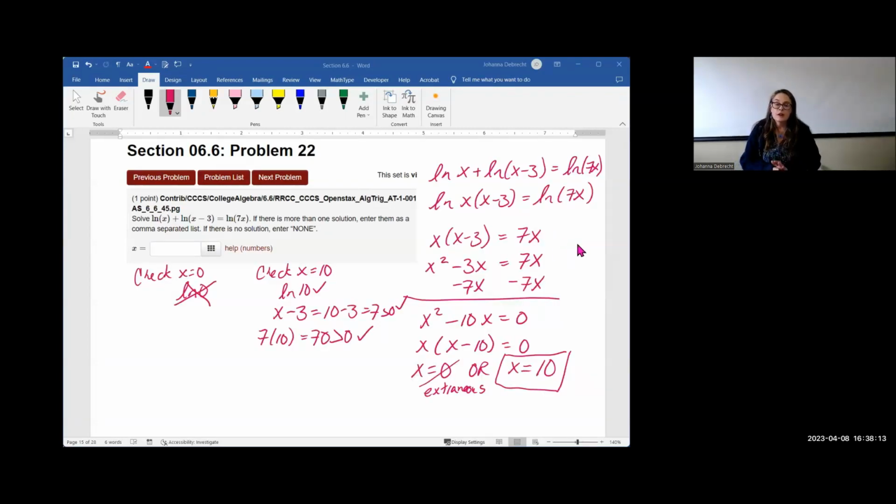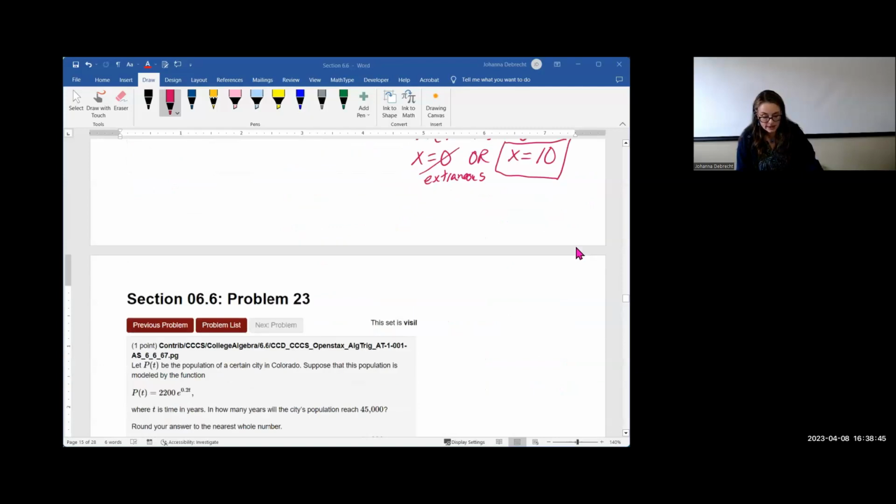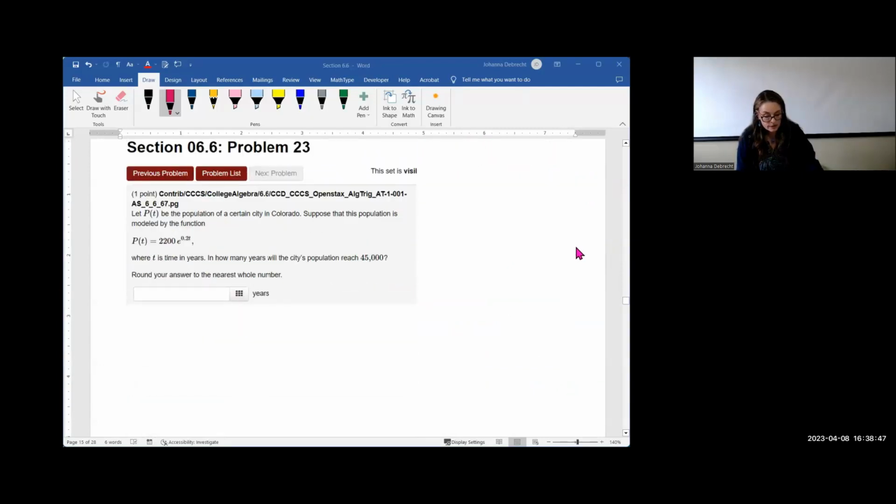Take a moment, pause the video, and look over the work here to see if you can understand how I solve this problem. Again, in this problem, there are two possible solutions, but one of them is extraneous and does not work in the natural log of x, or the natural log of x minus 3, or even the natural log of 7x. In all cases, it either gives 0 for an answer part, which is not allowed, or a negative, which is also not allowed. Now let's move on to the last problem in our set, problem 23.